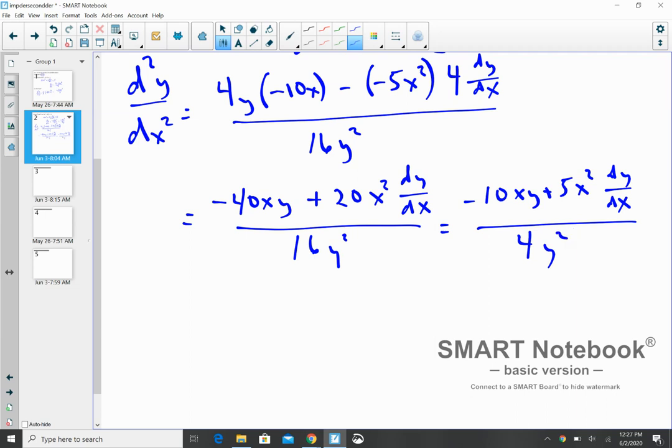Okay, so I simplified the fraction. So I have negative 10xy plus 5x squared dy/dx over 4y squared. Now, here's where the fun starts.